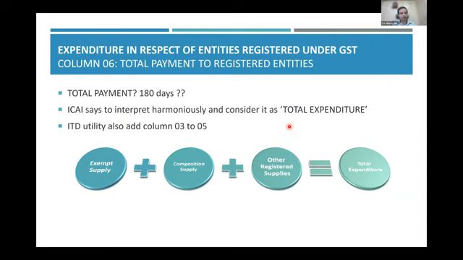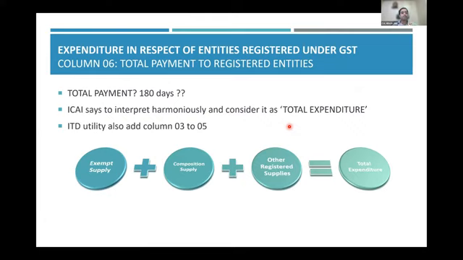And I got it confirmed with the income tax utility also. In the utility, they add all 3 columns automatically. So exempt supplies, composition supplies, and other supplies, which are from registered parties, will be added up and filled in column number 6, which is auto-calculated by the utility of the income tax department. So there is no concept of total payment here.